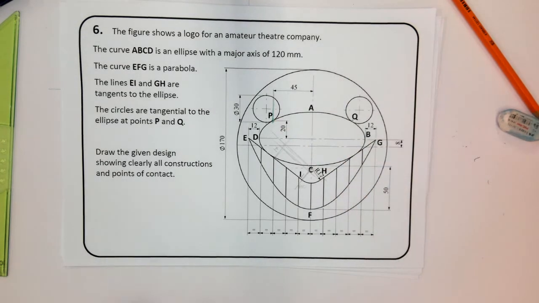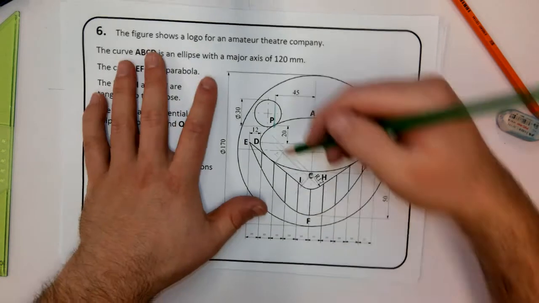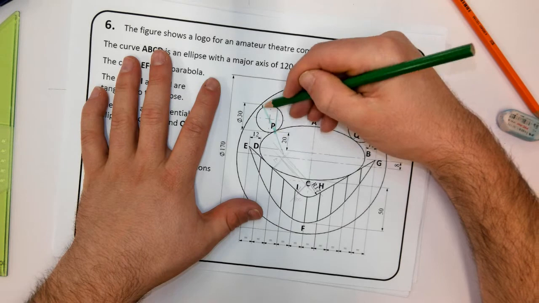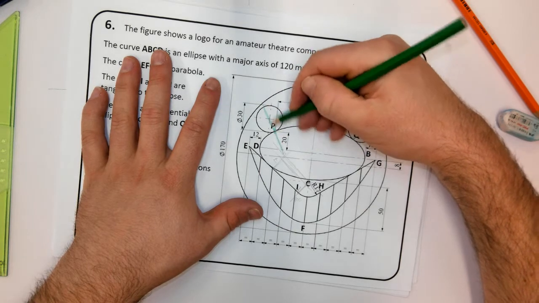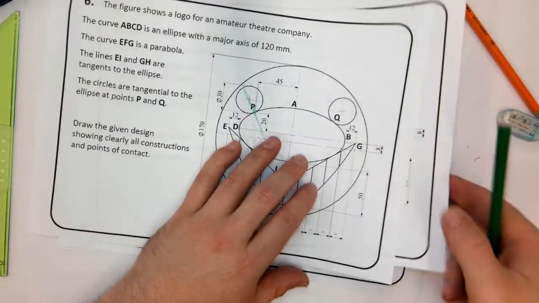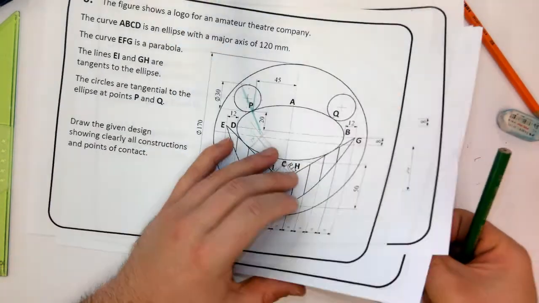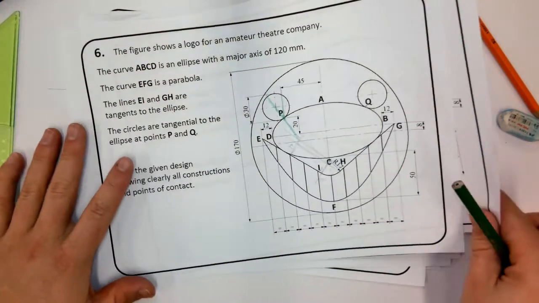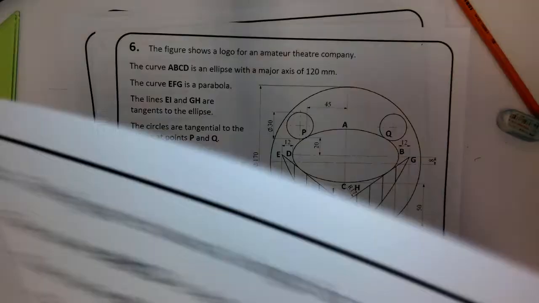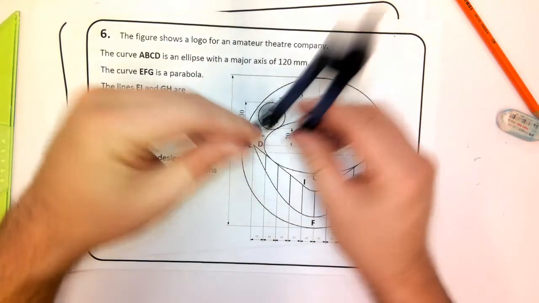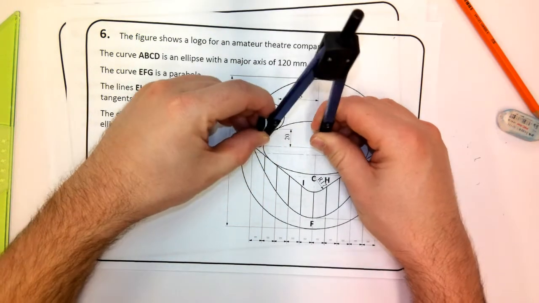Now, to do that, essentially the center point and the point of contact lie along the normal to the ellipse. So I'm going to go back a step here, possibly. Okay, so too much there. Right. So what do I need? I need my focal points to do this.